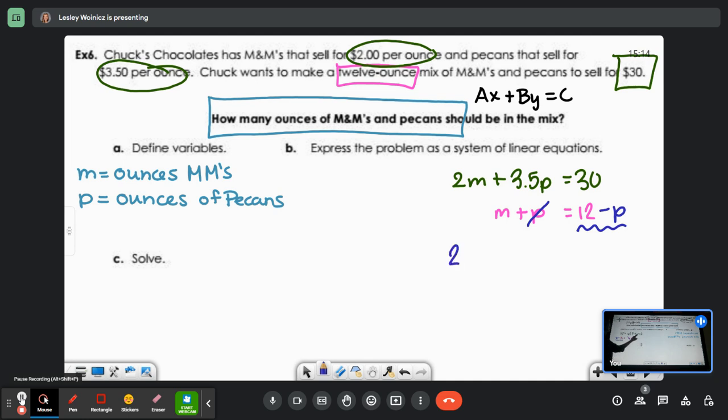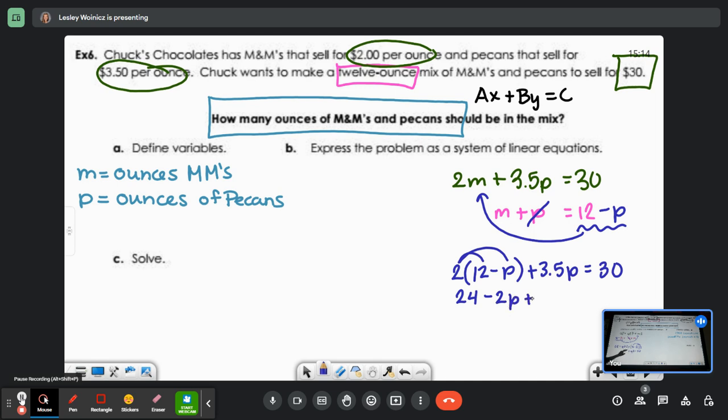So I'm going to plug it in for this M right here. So that gives me 2 times 12 minus P plus 3.5P equals 30. Okay, and as promised, nice and easy, we'll distribute the 2. That gives me 24 minus 2P plus 3.5P is 30.